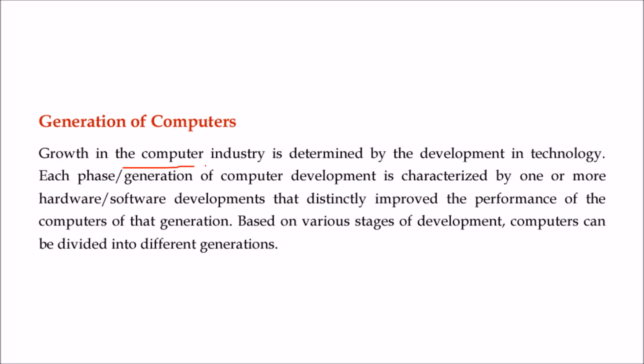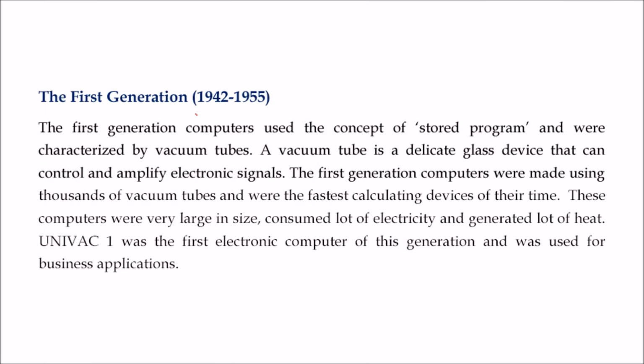How have these generations come? A generation is characterized by some hardware or software development that has given a paradigm shift, or an immense improvement in the performance of the computer. Based on these stages, computers can be divided into different generations. We'll talk about these generations now. First generation, 1942 to 1955. The first generation computers used the concept of stored program, and were characterized by vacuum tubes. Vacuum tubes were delicate glass devices that can control and also amplify electronic signals.